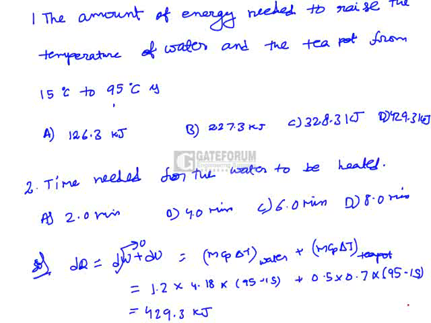So this is the amount of energy needed to raise the temperature of water and the teapot together from 15 degrees centigrade to 95 degrees centigrade. The amount of energy needed is nothing but the amount of heat transfer to the system. So here it is 429.3 kilojoule, and in the options the right option is D. D is the right answer for the first question.